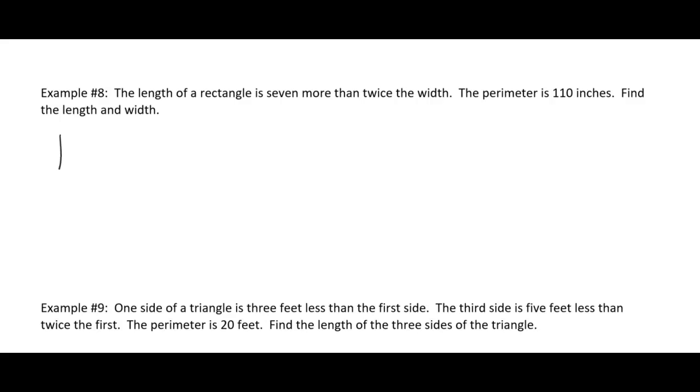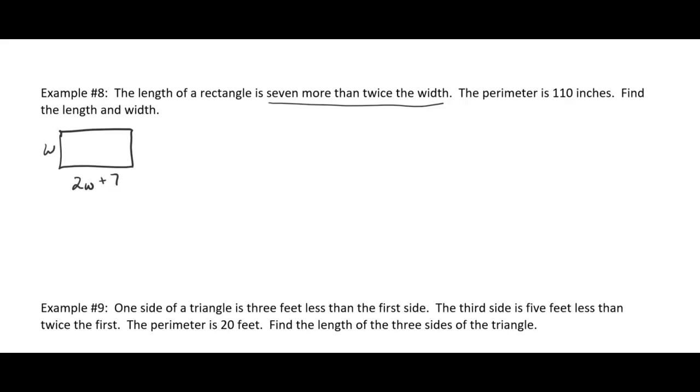Example 8, the length of a rectangle. Okay, so I've got a rectangle. And like I said, usually when I see the word of a shape, I draw it. So the length of a rectangle is 7 more than twice the width. So I really have to think about this for the length. The width is going to be W. Or if you want to make it X, you can make it X. That's fine. But it's handy to have it be W because then you'll remember, oh, that's width. The length is 7 more than twice the width.